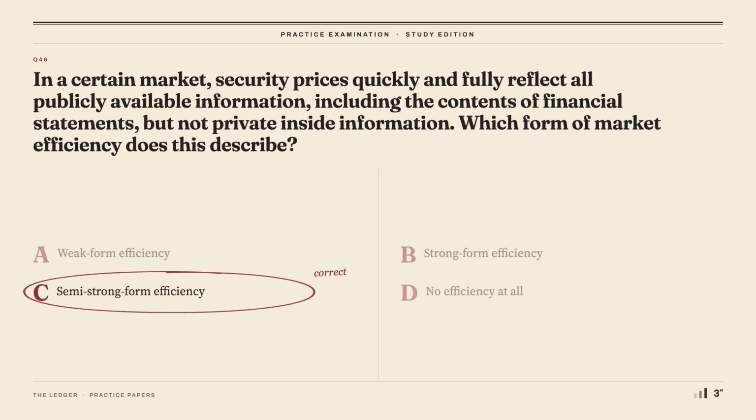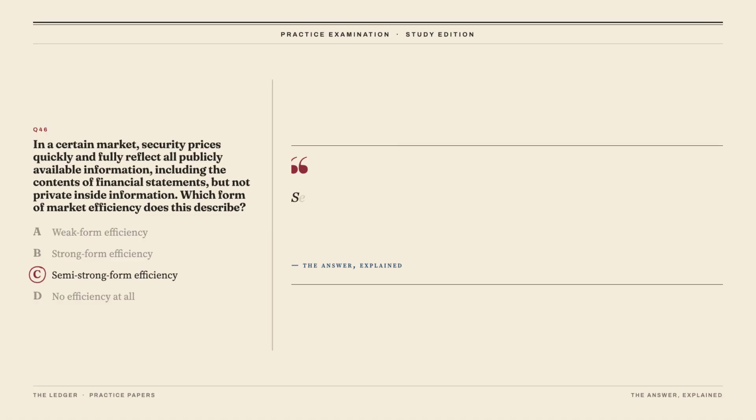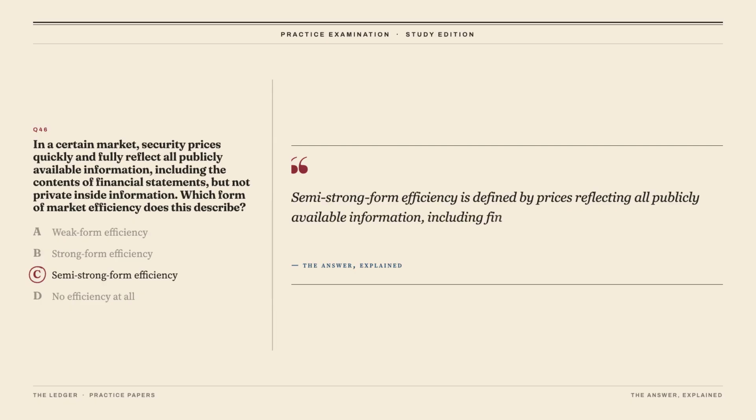The correct answer is C. Semi-strong form efficiency. C is correct because semi-strong form efficiency is defined by prices reflecting all publicly available information, including financial statements but not private information. Large, widely followed companies tend to behave close to this form, absorbing new public disclosures quickly.